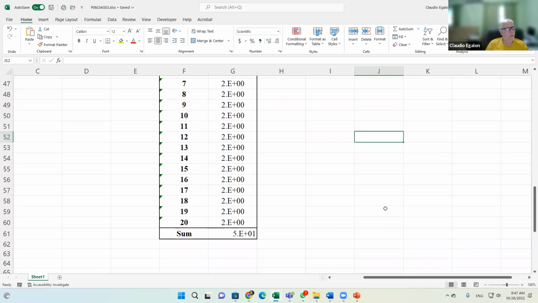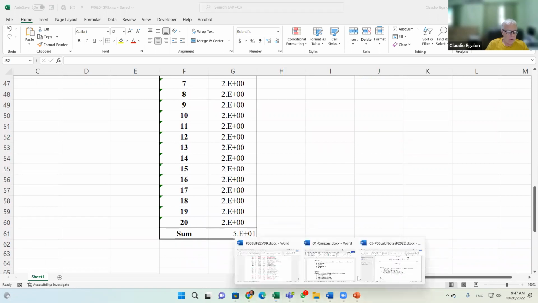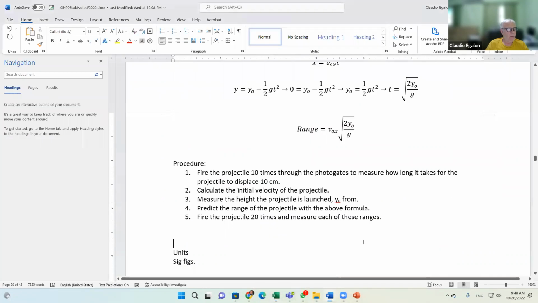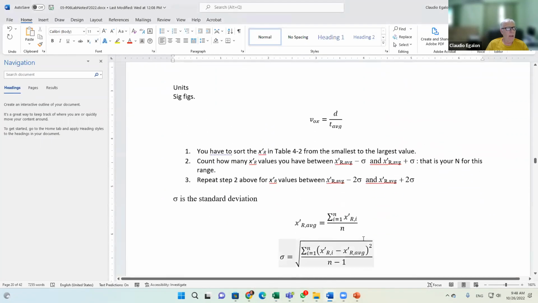So it's 9:47. Let's see what else we have to cover here. Units, okay. Don't forget that's the equation, d divided by t average. Okay.